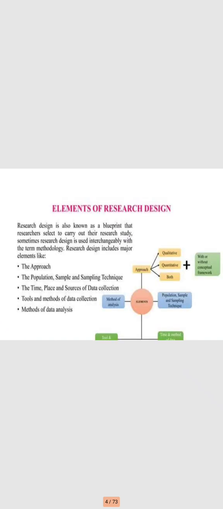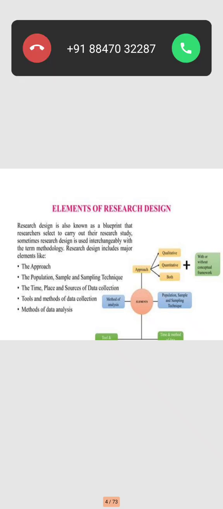Next is definition. Research design is a master plan or blueprint specifying the methods and procedures for collecting and analyzing the needed information in the research study. Next one is elements of research design.